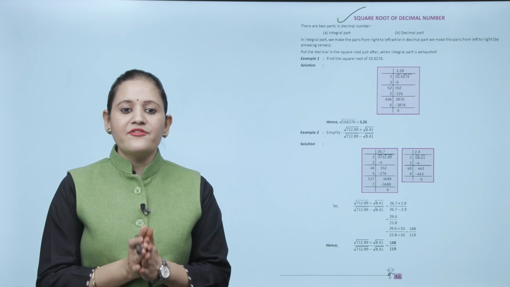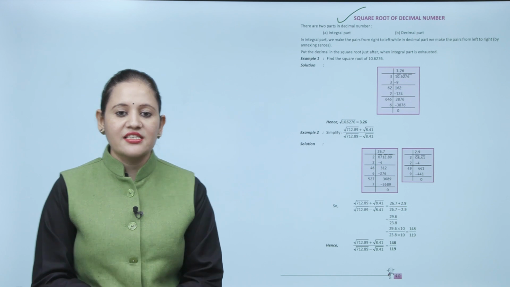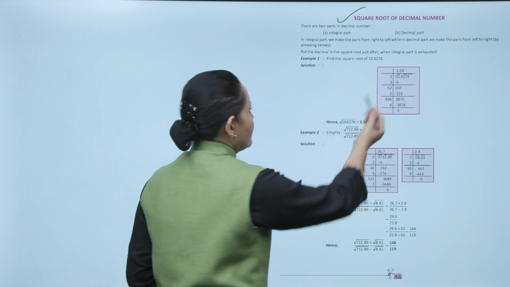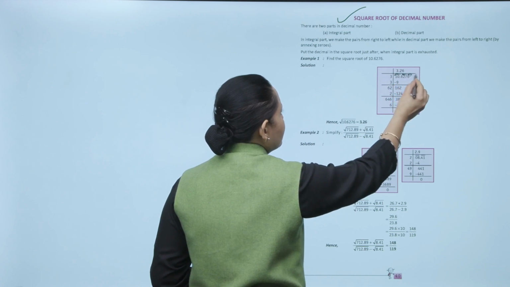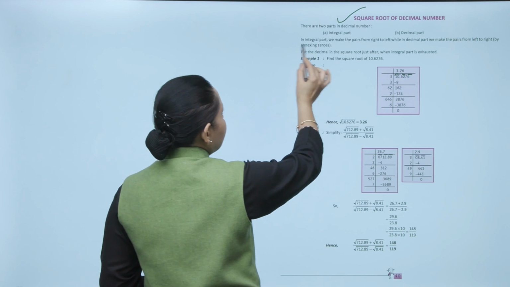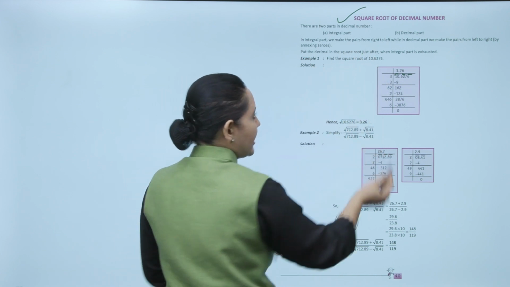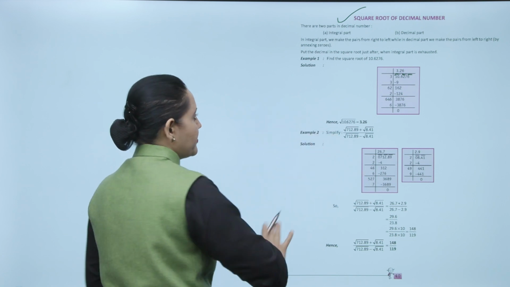Take an example. Find the square root of 10.6776. So first make the pairs: 1, 2 and 3. Clear? In the integral part we make pairs from right to left, and in the decimal part we make pairs from left to right.